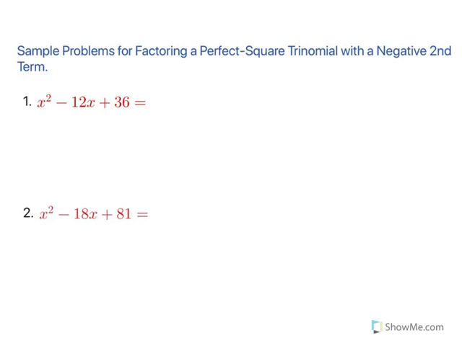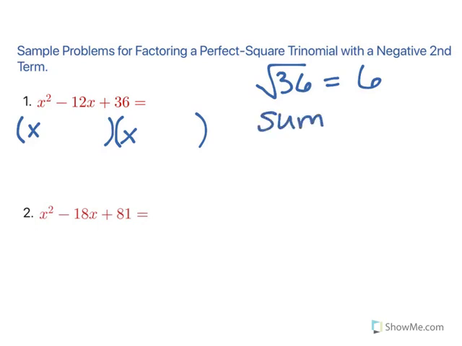The first thing we're going to look at is our first term. X squared is our first term, therefore the first value in our parentheses is going to be x. When we look at our third term this time, we're seeing that we have 36 and our square root is 6. But we need to get a sum of negative 12. In order to do this, we would have to have a negative 6 plus a negative 6, and therefore negative 6 is going to go into each of our parentheses.